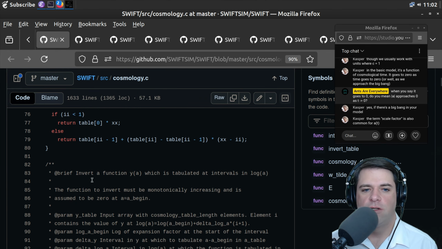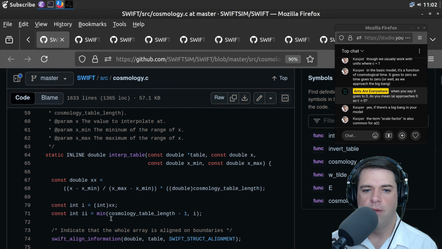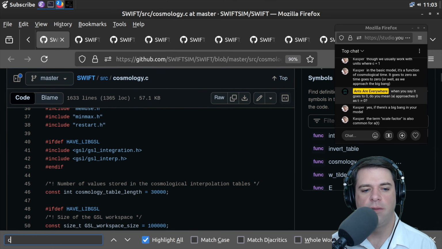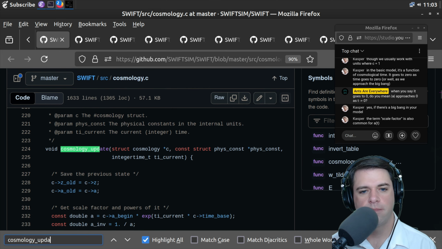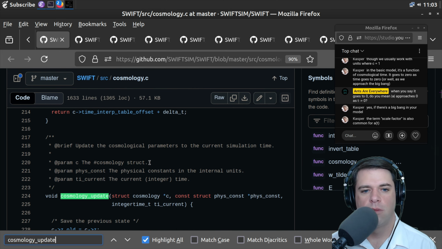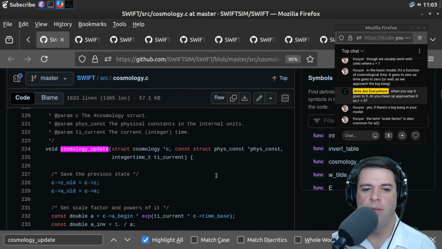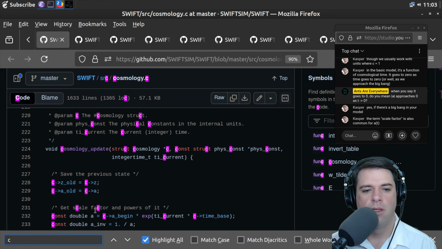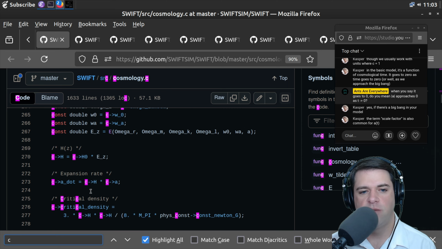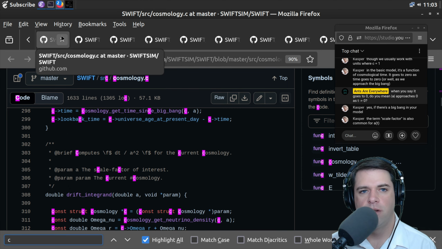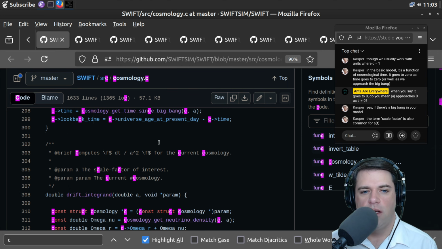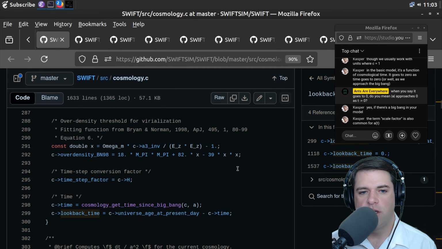Let's see how they return stuff. This thing is returning a table, interp table. Let's look at cosmology update. Update the cosmological parameters to the current simulation time. So I just want to see if they're going to write to C. Yeah, Z old is going to be set to C.Z, etc. So we're modifying C, and that's both an in parameter and an out parameter. And is it worth looking? Yeah, I guess we might as well look at the update routine.